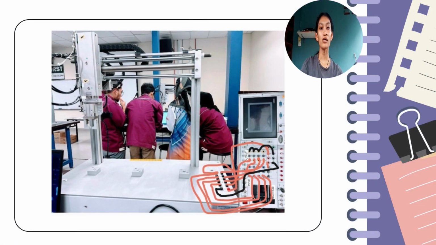So next, I will explain about the experimental setup of this project. You can see in this picture, we have a 2-axis Cartesian robot and PLC. We connect the PLC with the 2-axis Cartesian robot. We connect input and output. And for 0 volt, we connect to the COM. For 24 volt, we connect to the positive.